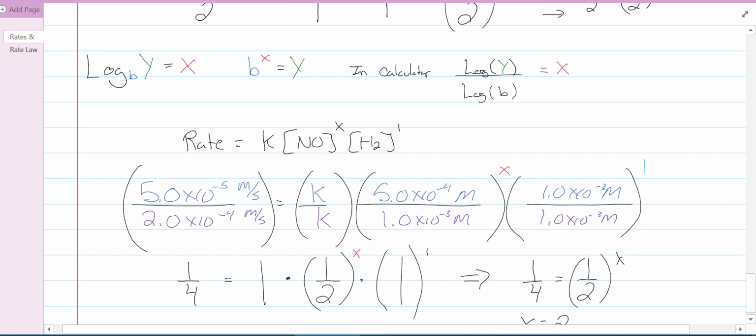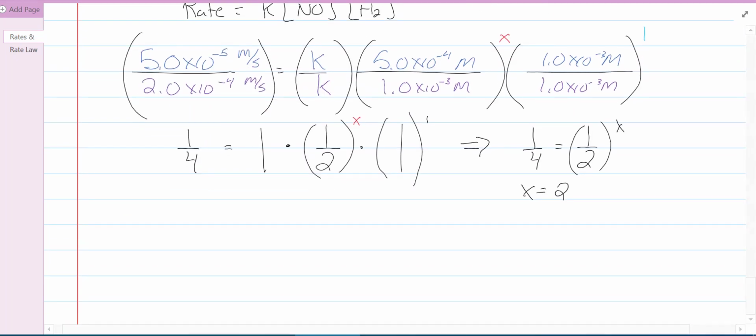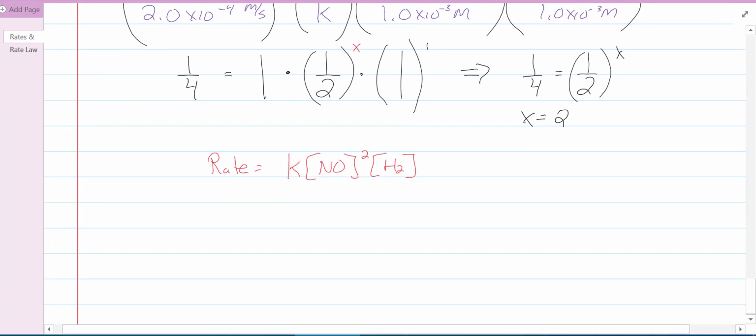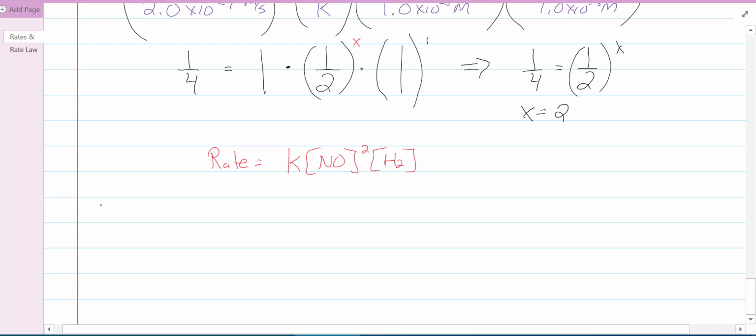Okay? All right, so my rate law becomes rate equals K, concentration of NO squared, H2. Ching, all done with the rate law. Now we want to know what K is. How do I find K? Well, you got to pick an experiment. So I'm going to pick experiment 3. Why am I going to use 3?